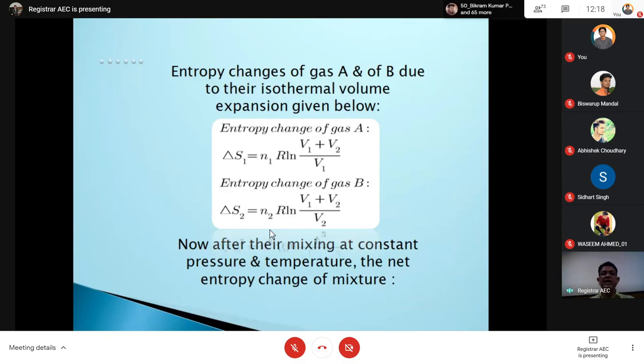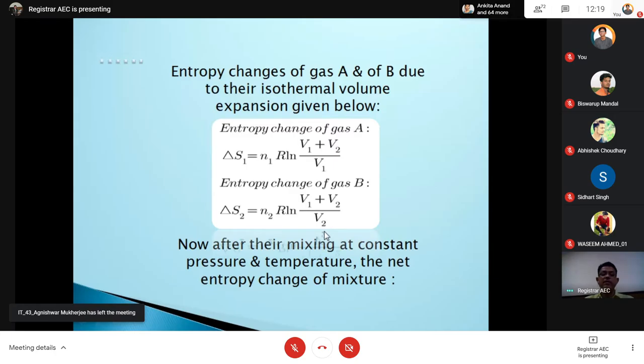Now we can determine that this is an isothermal process, so there is no change of temperature. So we can write that delta S is equal to NR ln final volume by initial volume. Just as we have derived. So the final volume for the two gases is the same, V1 plus V2.